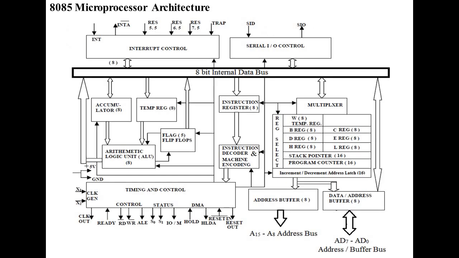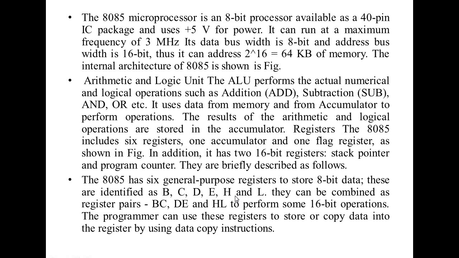So this is the block diagram of the 8085 microprocessor architecture. These are the different blocks: interrupt control, serial I/O control, 8-bit internal bus. Then this is the register structure in the microprocessor, instruction register, instruction decoder, arithmetic logic unit, timing and control unit. So one by one we'll see this structure.